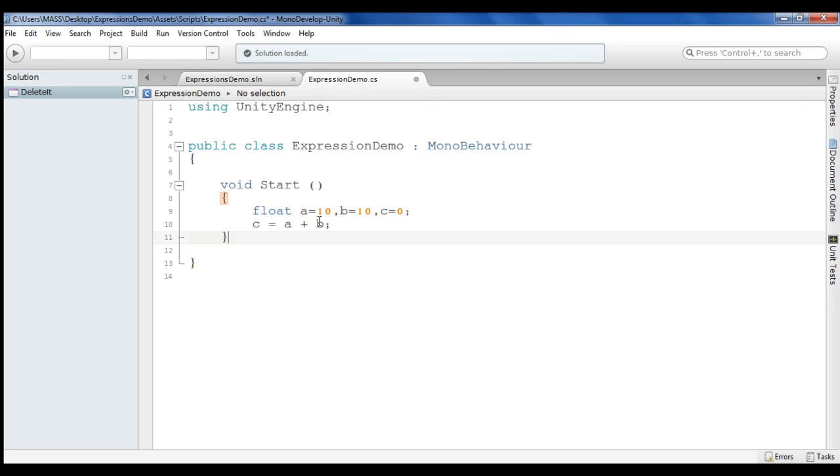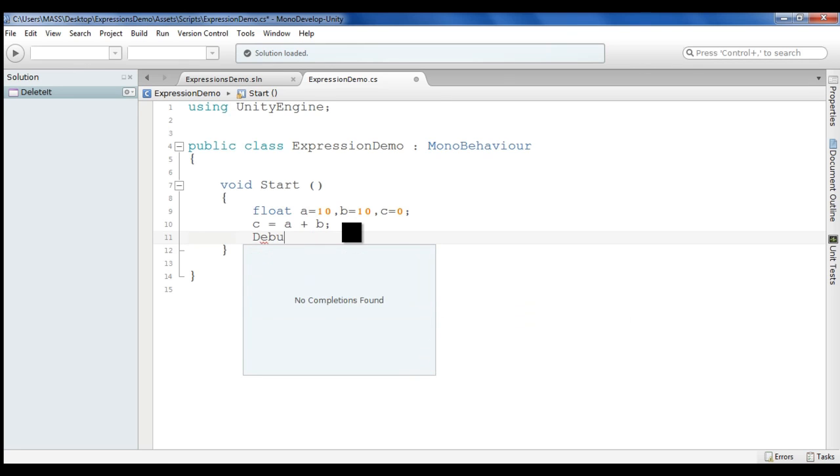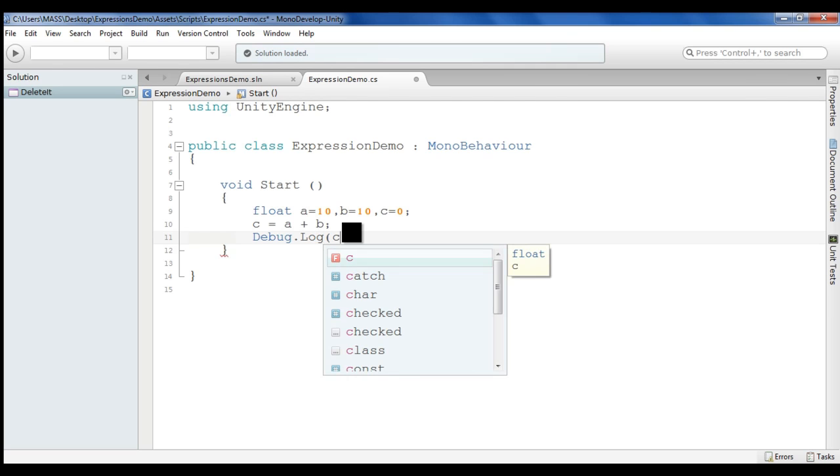Let us have A equal to 10, B equal to 10, and C equal to A plus B. Then we can just say Debug.Log(C), bracket close.